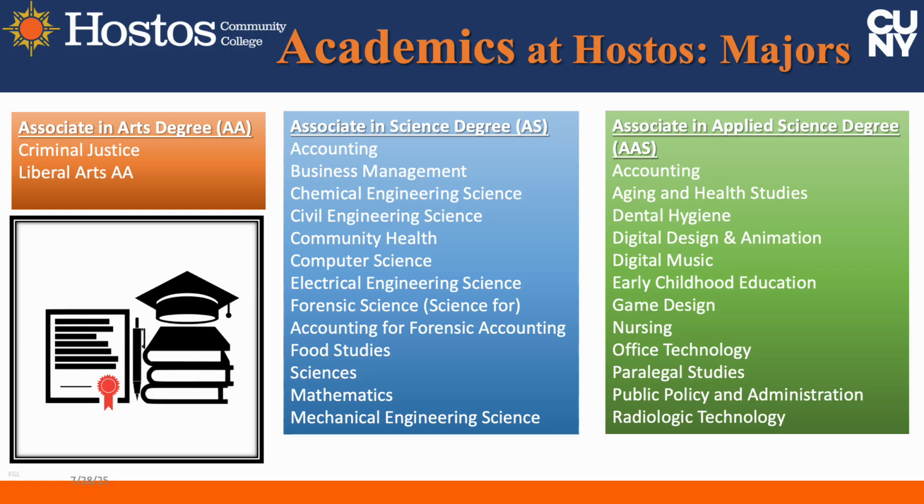Did you know, for example, that within liberal arts AA, which is our most popular major, you can also choose a lot of different options? These options will help you to continue your education and move on to a senior college so that you can get a bachelor's degree or maybe even your master's. Under associate's in applied science degrees, these majors help students find jobs right after graduation. They usually include some type of certificate or license afterwards.